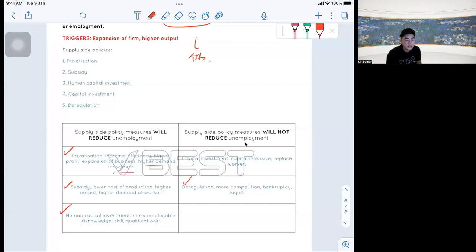Alright, so far so good. You can say subsidy is not enough to lower the cost of production.